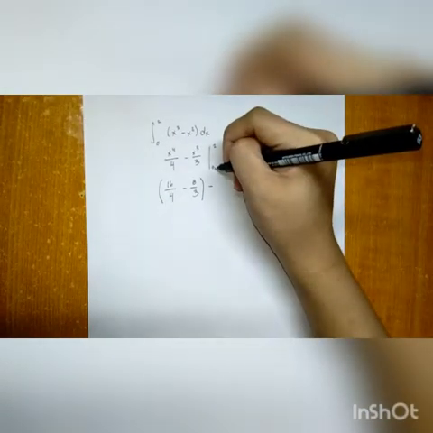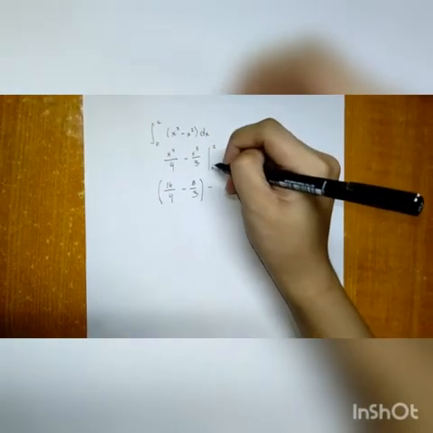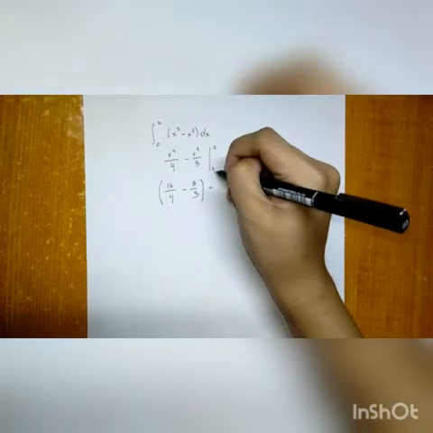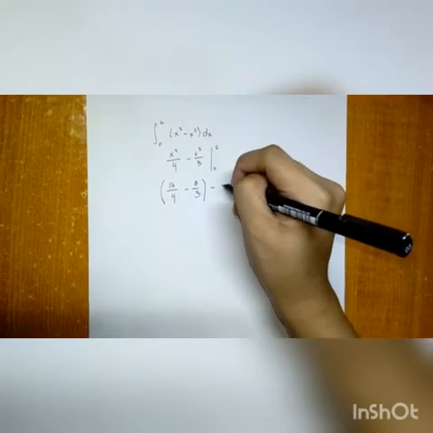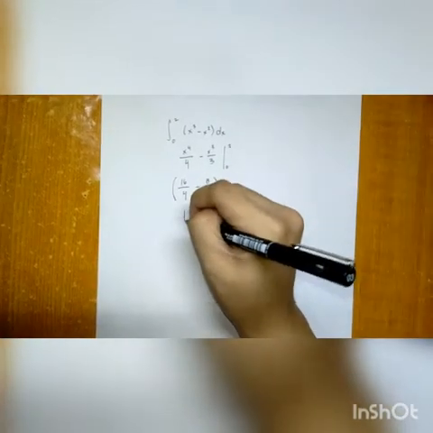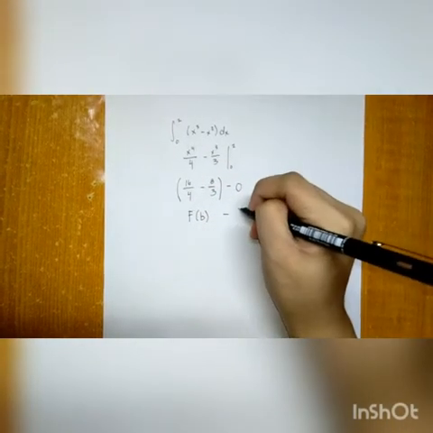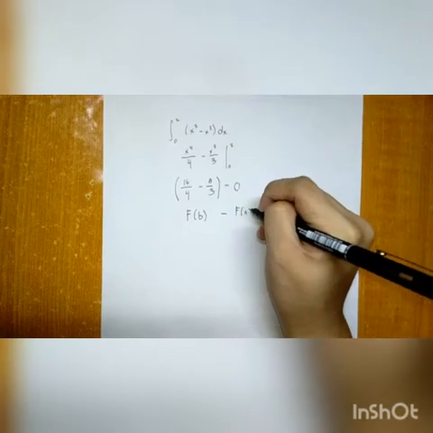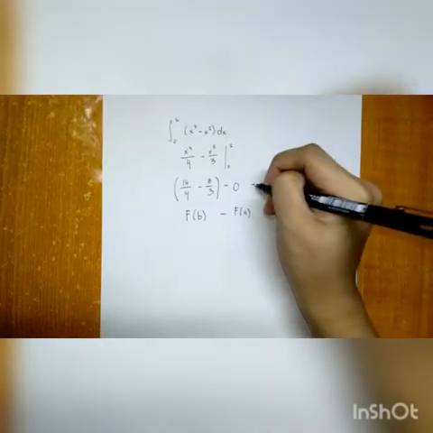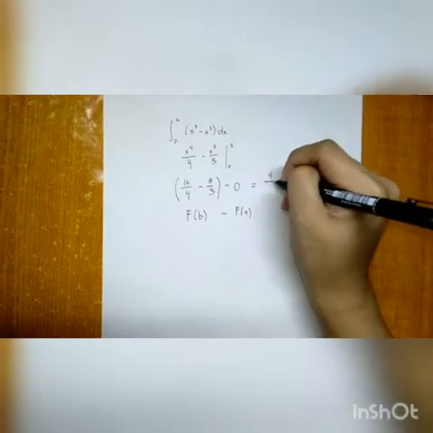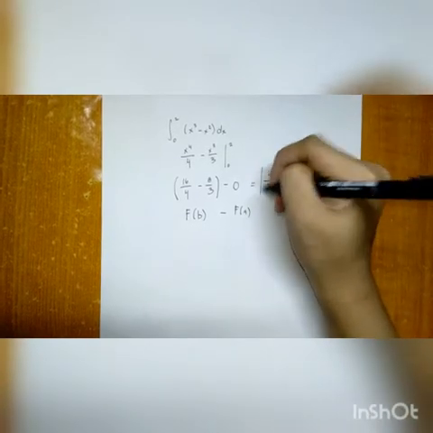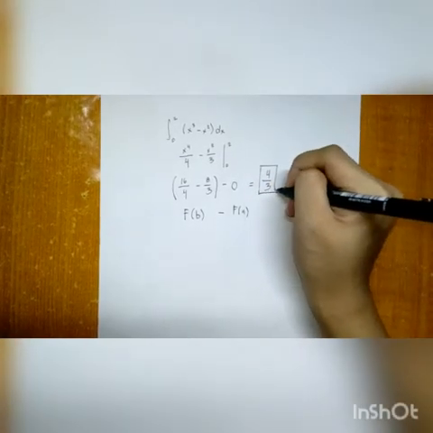Minus, substitute 0 to the x. 0 raised to 4 is 0 and 0 raised to 3 is 0, equals 0. This will become our capital F of b minus our capital F of a. That will become equal to 4 over 3. Here is our answer.